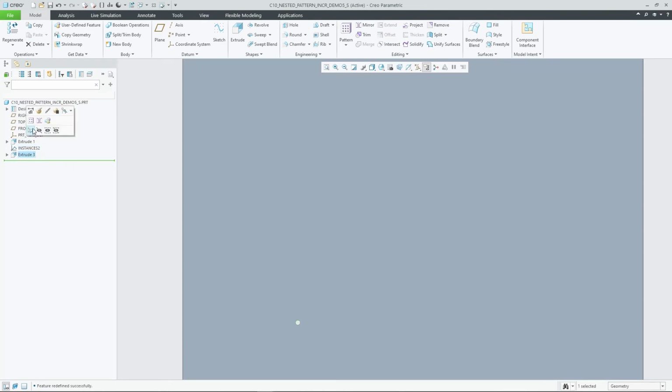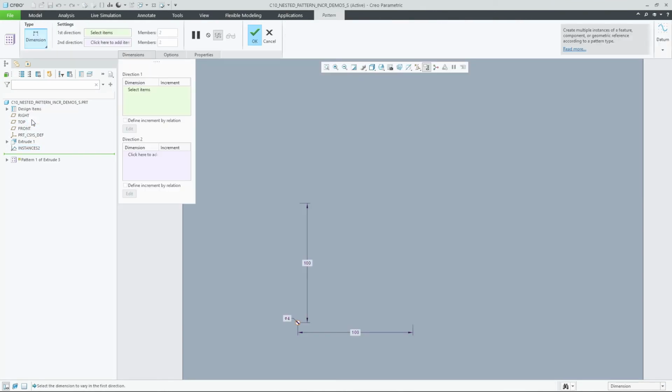pattern count to 1. Please note that the limitation that prevented this previously is now removed, so that we can start with a pattern member count of 1. Third, we define an outer pattern to drive the inner pattern member count.